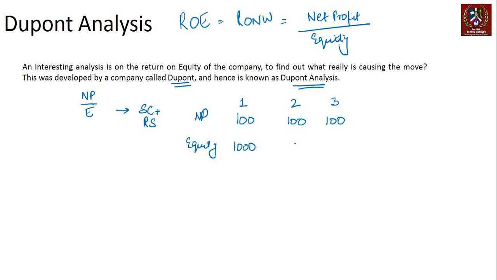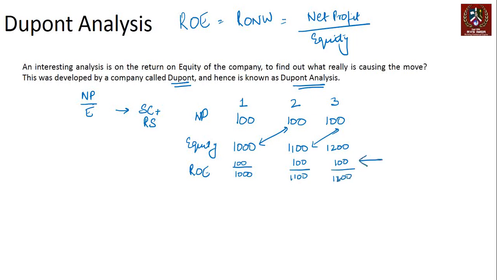In the second year, assuming the company has not given any dividends, if the company gives dividends, then from the net profit some part goes out as dividends. But if there is no dividend that is given, the equity will become 1100, because these two will get added, right? And then these two will get added to give you 1200. So if you were to calculate ROE, in the first year you will get an ROE of 100 by 1000. Second year would be 100 by 1100. Third year would be 100 by 1200.